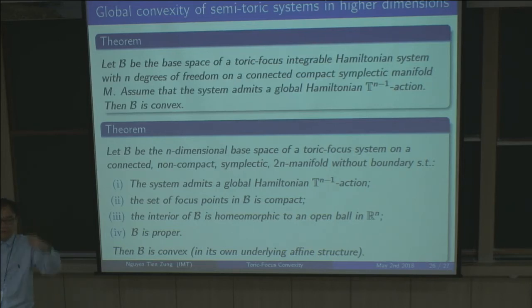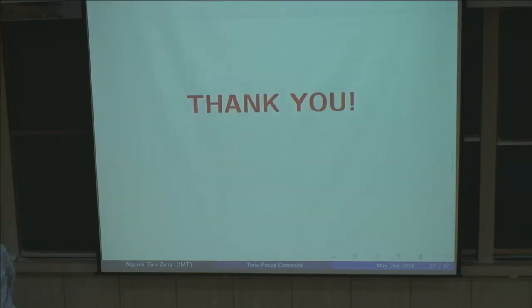So the dimension of the torus action drops only by one. In particular, it means that the total monodromy is unified when you have this, and so on. Then basically everything still works. Then you still have global convexity. But okay, it's fine. Thank you.